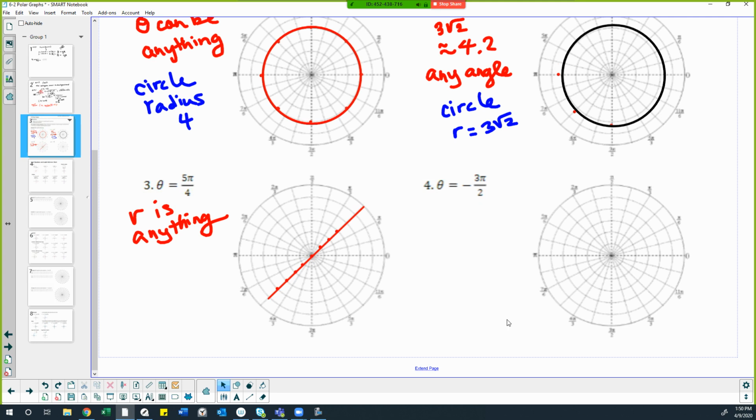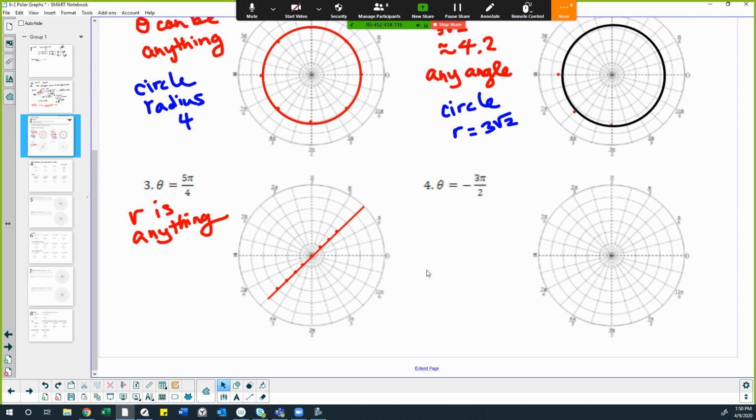Didn't we do one last time that looked like that? I don't remember now.